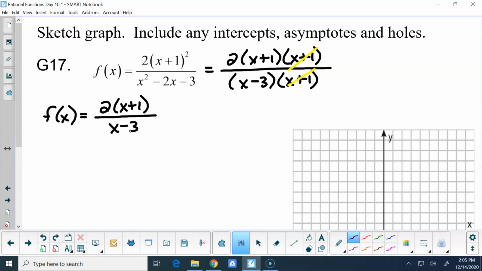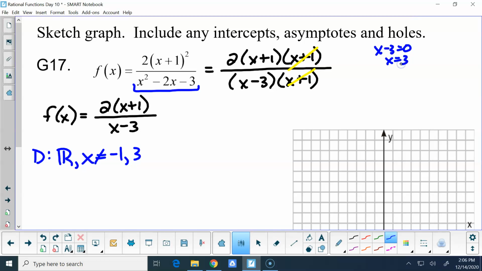Okay. So my domain then is going to be, I go back to my original function to find the domain. And so that's going to be all real numbers, but x cannot be positive 3 or negative 1. Okay? Because I would say x minus 3 can't be 0, so x can't be 3, and x plus 1 can't be 0, so x can't be negative 1.